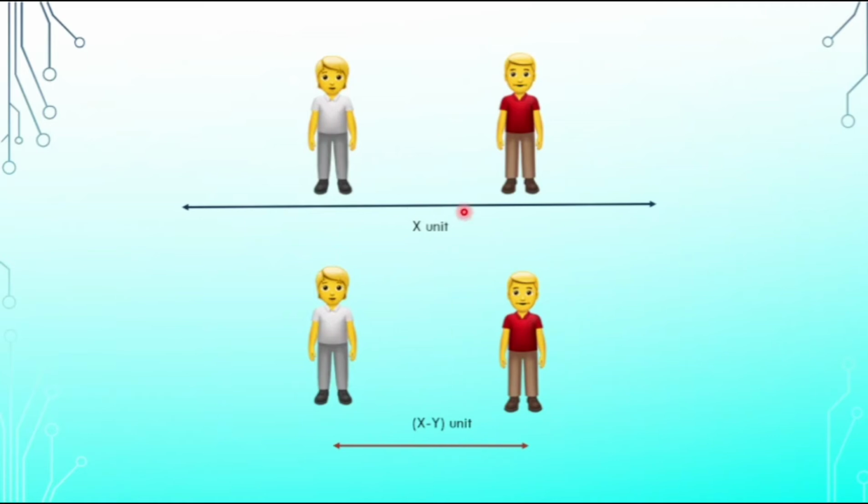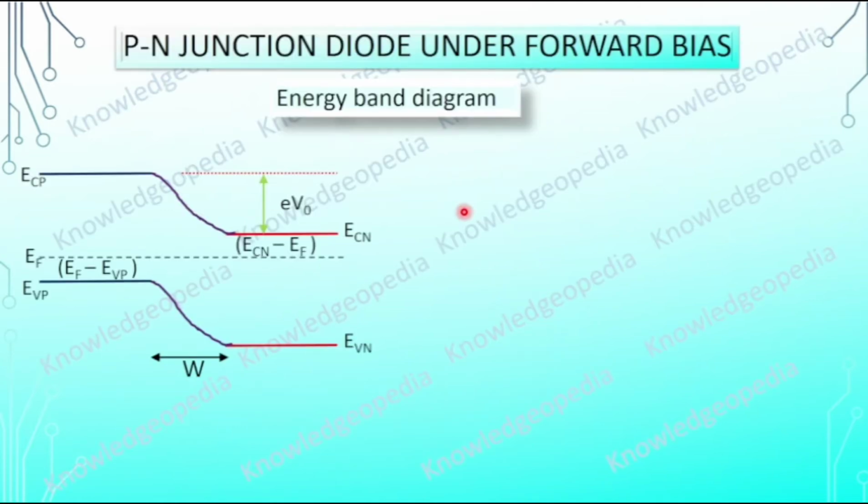We will be considering a similar situation while plotting the energy band diagram for a PN junction diode under forward bias. So this is the energy band diagram when there is no bias, right? When there is no bias, the relative separation between the conduction bands on P side and N side is eV0. While we are applying some forward bias, what is happening to this V0 value? It is changing from V0 to V0 minus Vf.